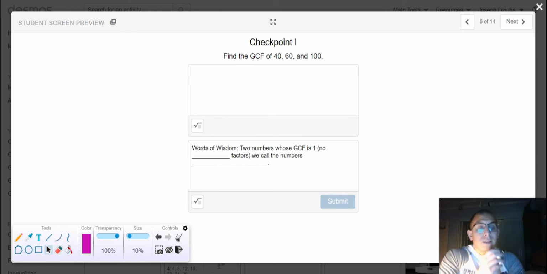So at this point in time, I'd like for you to take an opportunity to find the greatest common factor of 40, 60, and 100. It might be a little bit obvious using your intuition. However, I'd like for you to take some time to practice and hone your skill set, so that way, in the event that these numbers are not so straightforward, you can still apply the concept.